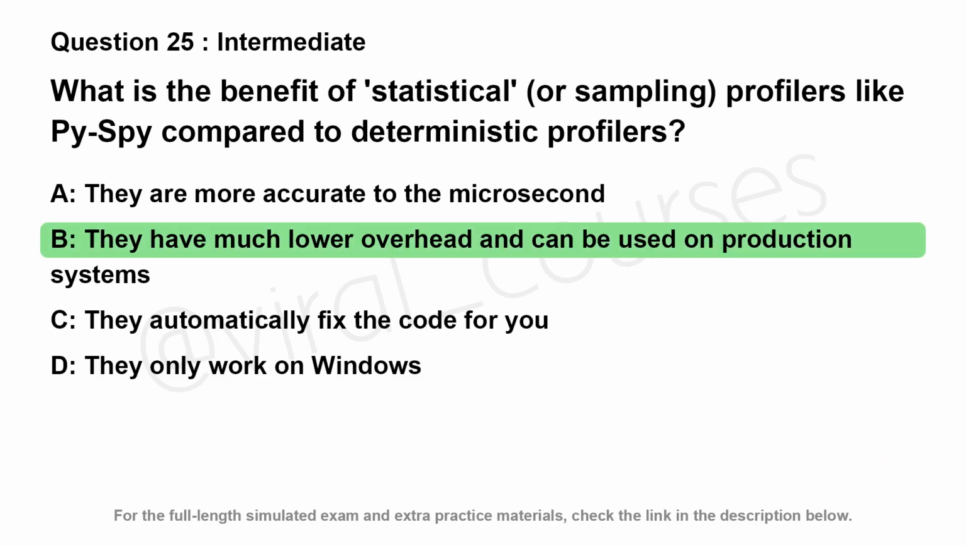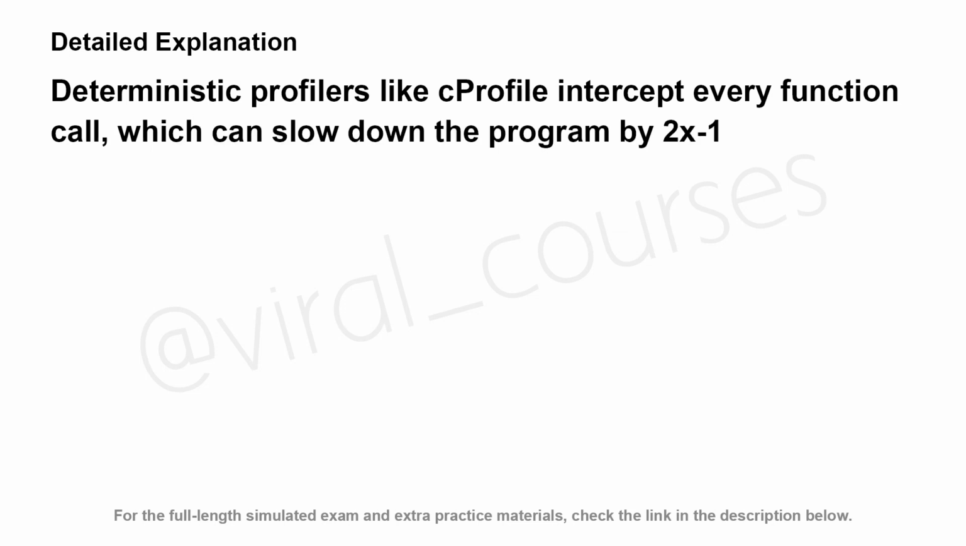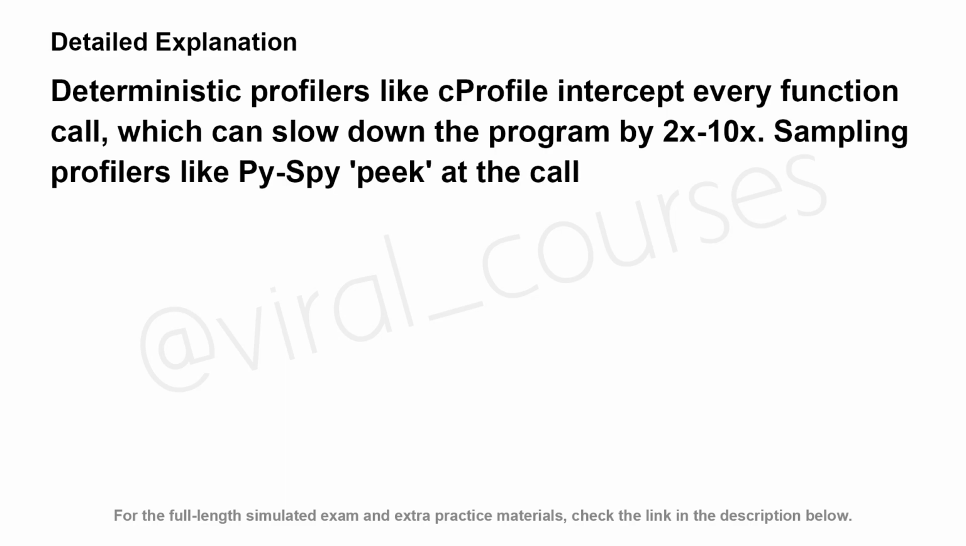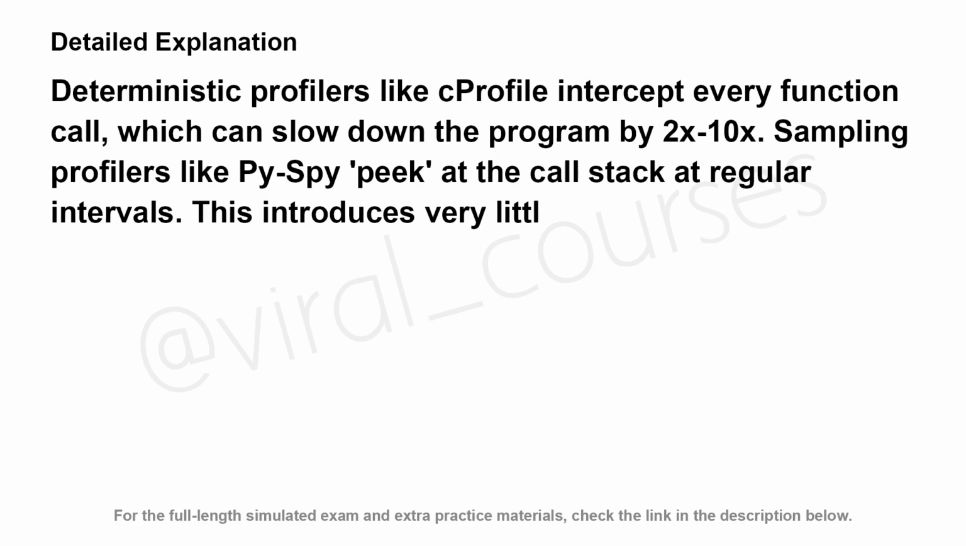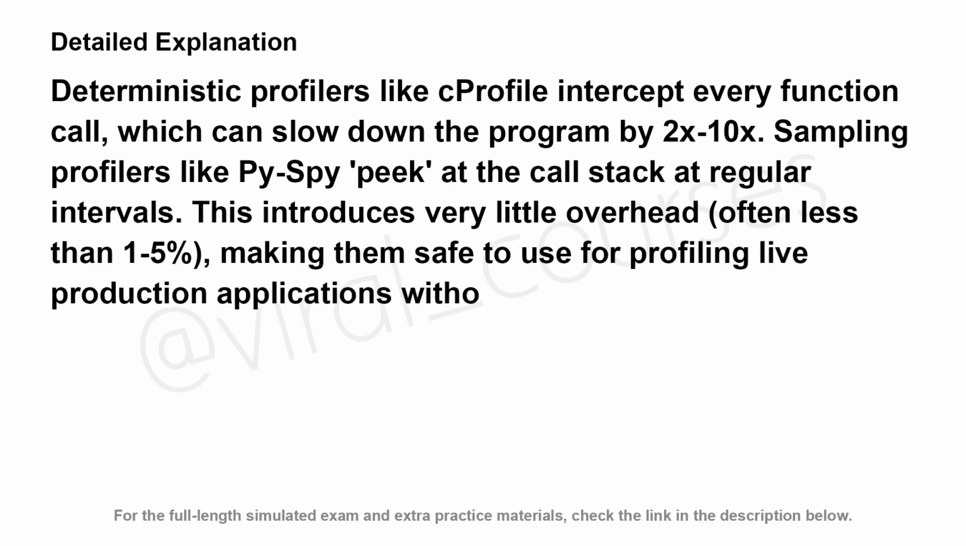The correct answer is B. Deterministic profilers like cProfile intercept every function call, which can slow down the program by 2x to 10x. Sampling profilers like PySpy peek at the call stack at regular intervals. This introduces very little overhead, often less than 1 to 5%, making them safe to use for profiling live production applications without crashing them.